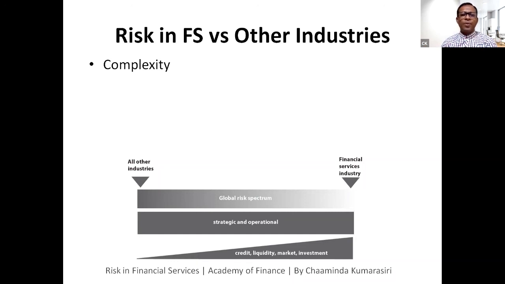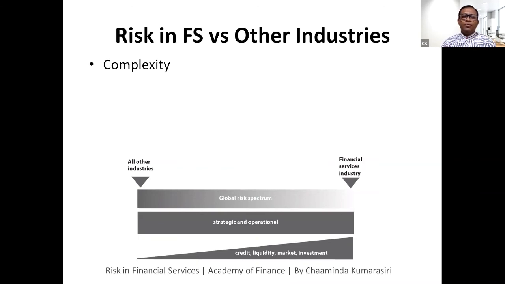Then strategic risk, operational risk, whatever industry you are in, you will have to face it in a similar way. There's no difference based on the industry. But what makes the difference is the credit risk, liquidity risk, market risk, and investment risk. These four broader categories of risk, you can see the financial services industry has a higher proportion of than other industries.